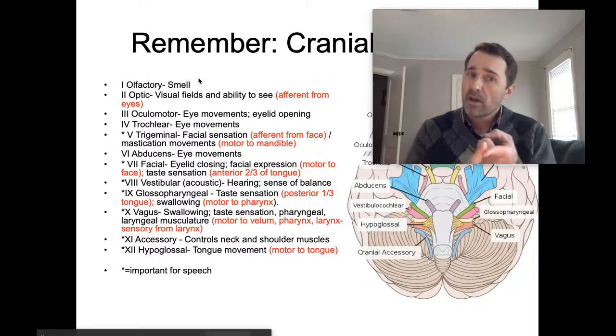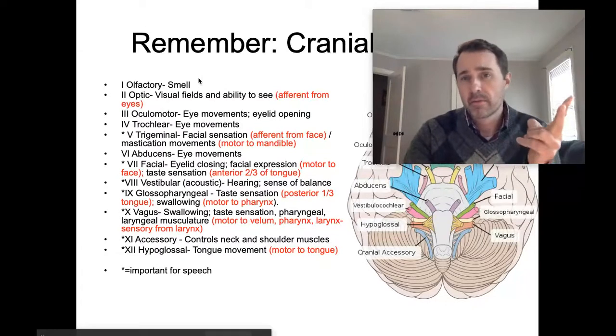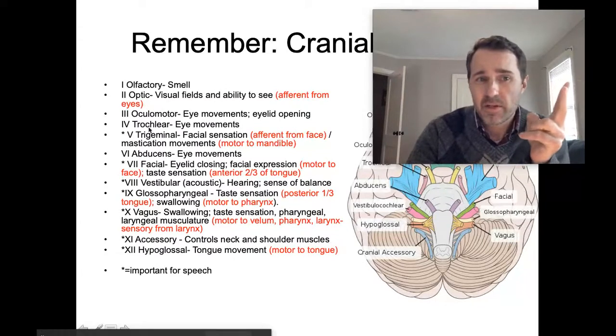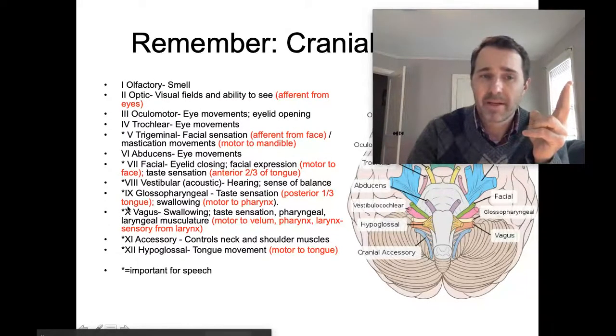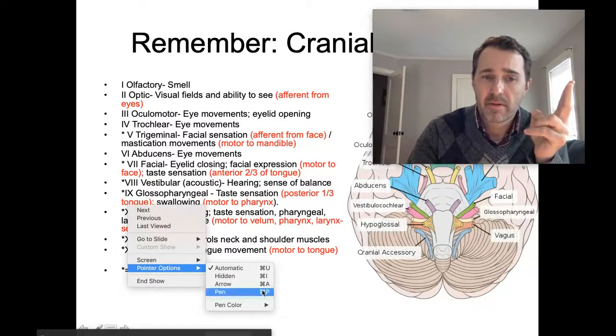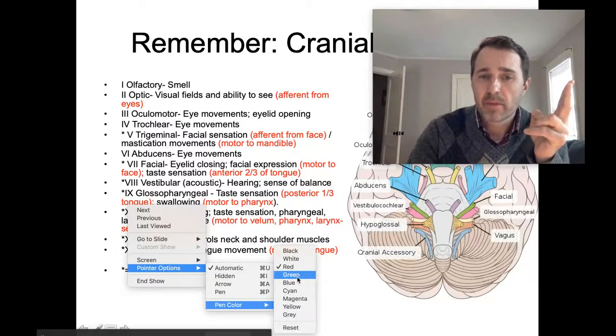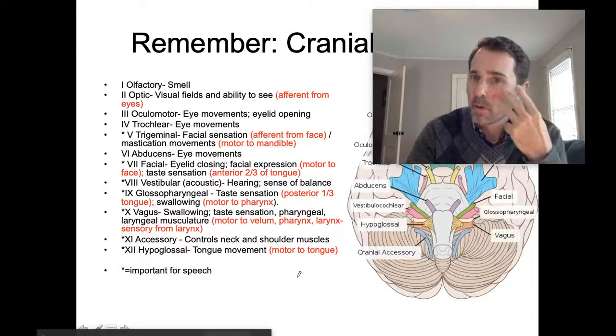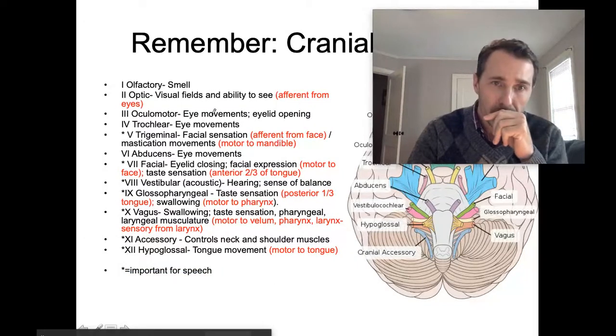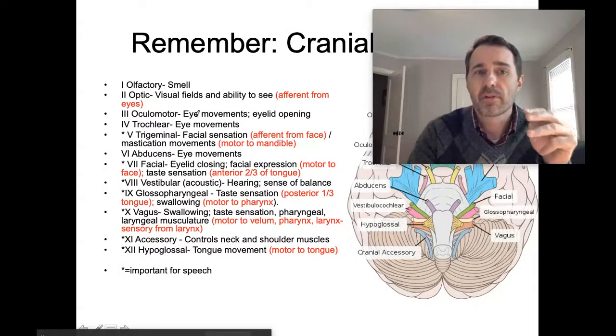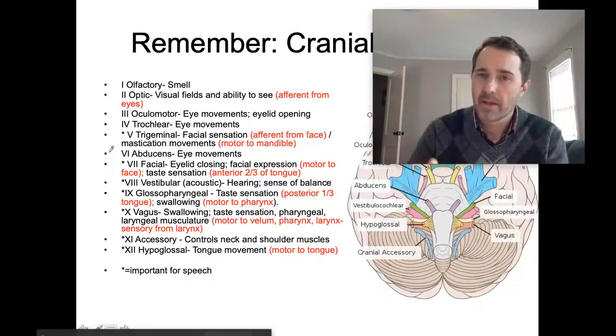But the oculomotor, the trochlear, and skipping the trigeminal for now, and looping in the abducens, these three are responsible for motor movement of the eyes. That's all I want you to know for these three. Oculomotor, trochlear, and abducens. Think motor to the eyes.